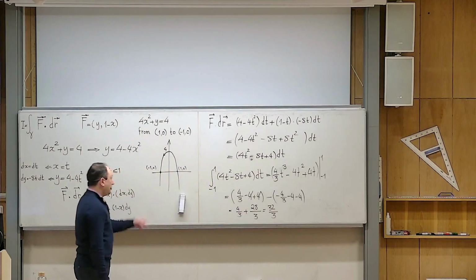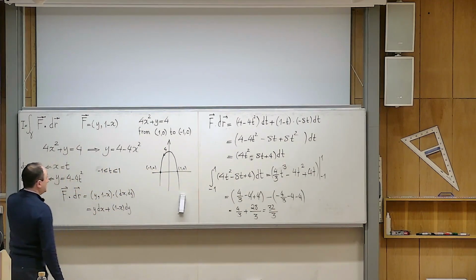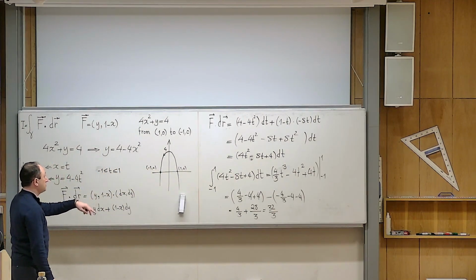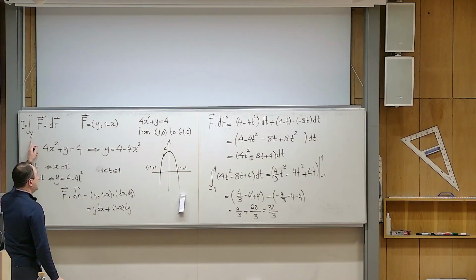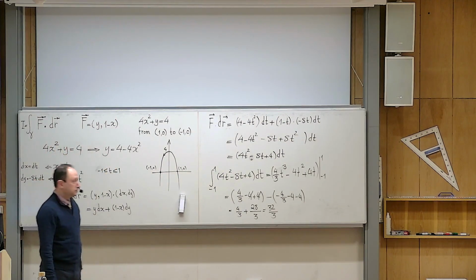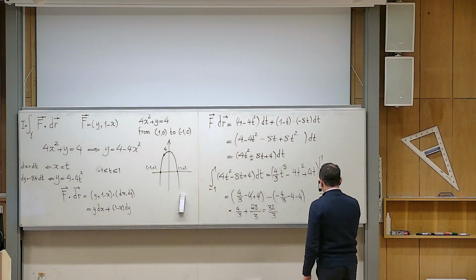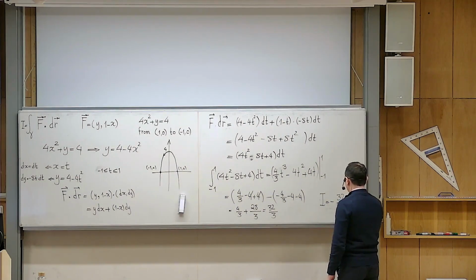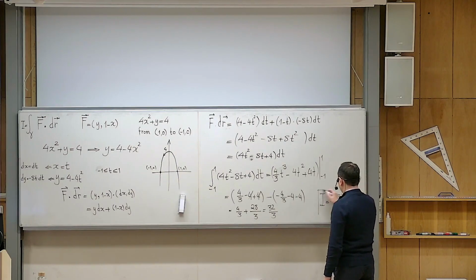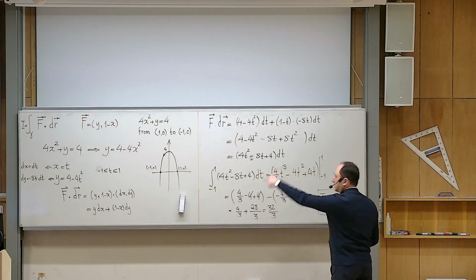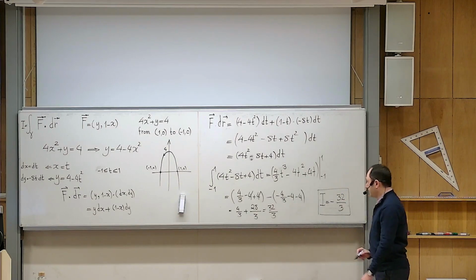So the value of this integral is 32 over 3, but I want this integral according to what is defined in the problem. So the answer to integral I is actually minus 32 over 3 if I traverse the trajectory in the direction given in the problem. Okay?